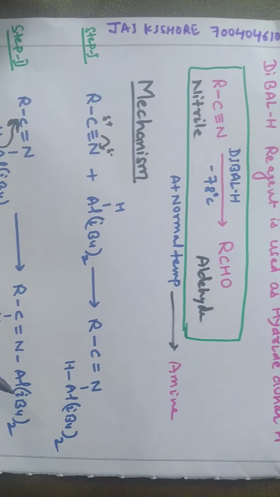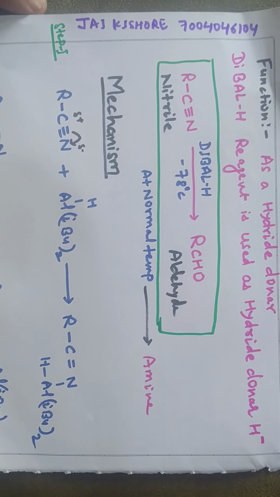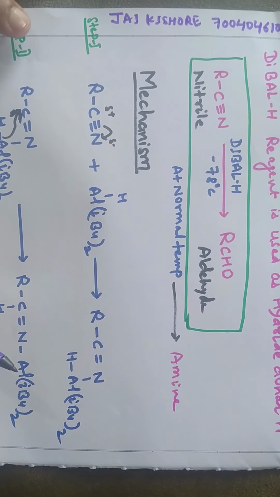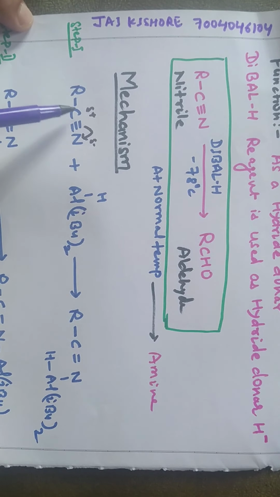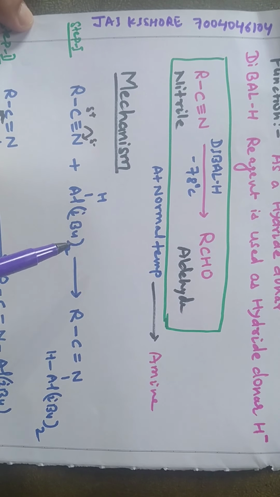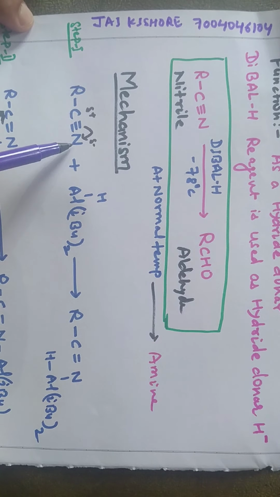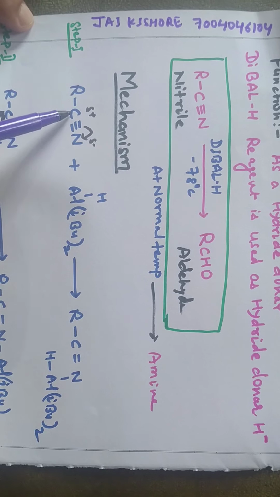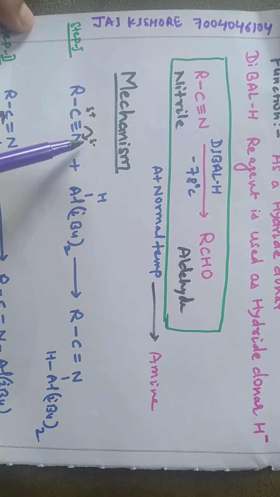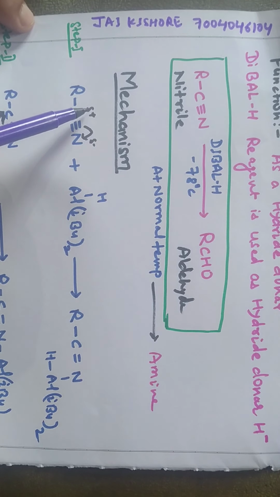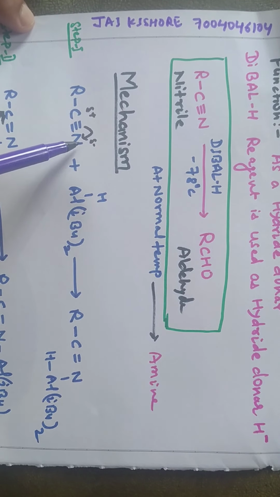Here you will see that the reaction occurs in 4 steps. In step 1, we have the nitrile group, and here we have DIBAL-H, diisobutyl aluminum hydride. Here carbon and nitrogen are bonded by a triple bond. Nitrogen is an electronegative element, so it will pull the electrons. As a result, this carbon becomes partially positive and this nitrogen becomes partially negative.